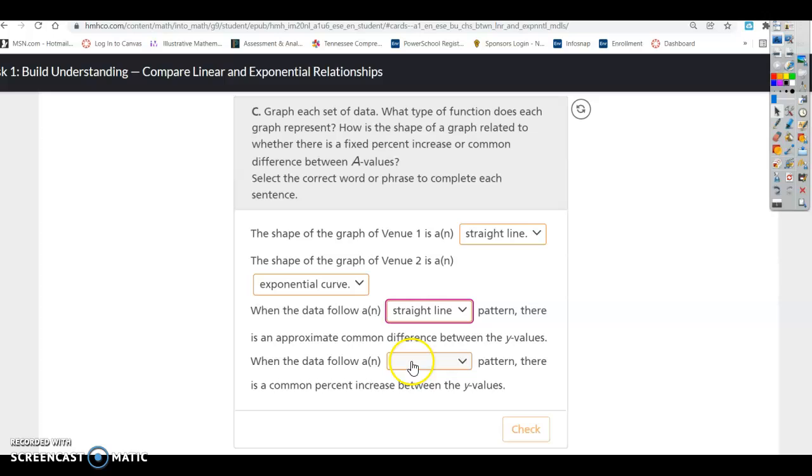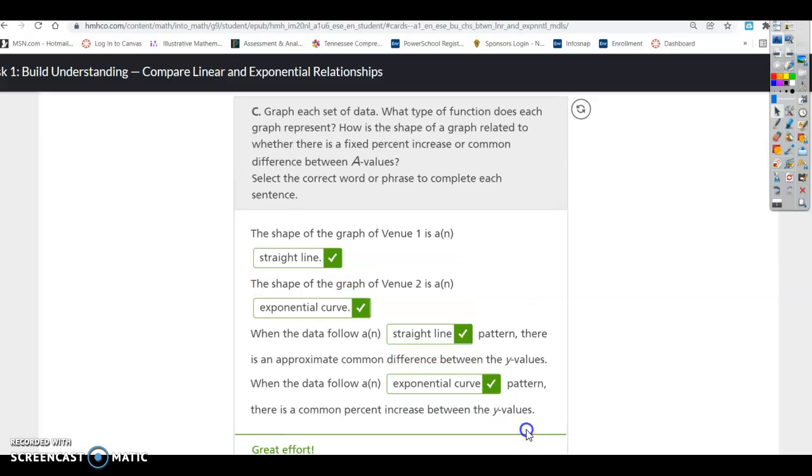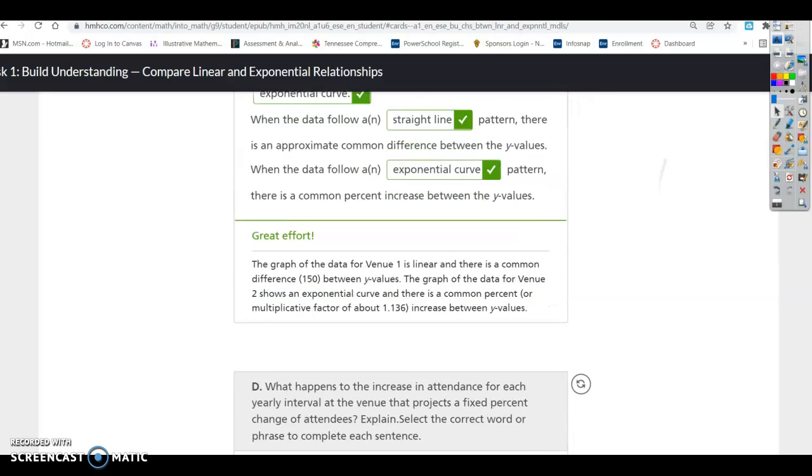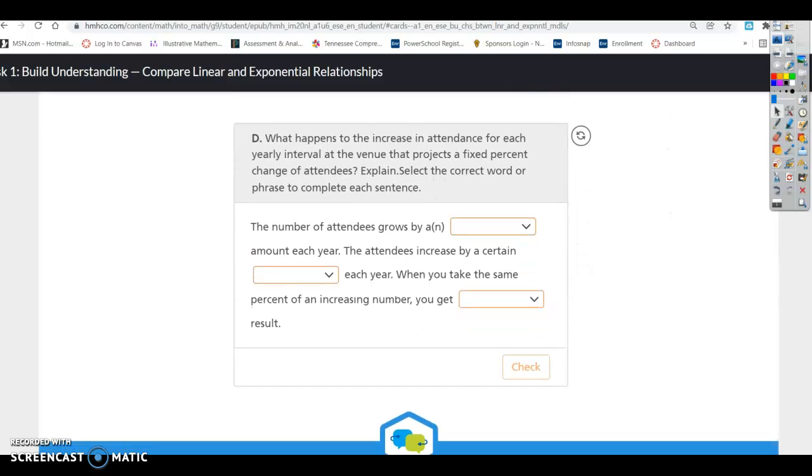When the data follows a blank, it is a percent increase, so this would be exponential. So when the data follows an exponential curve, there is a common percent increase. And that's just the difference between linear and exponential.